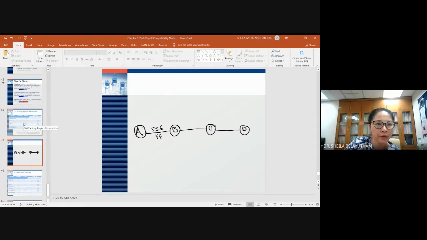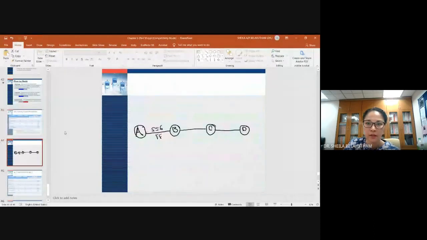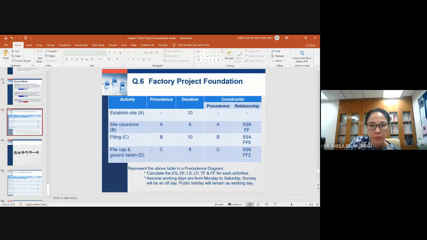Before they can move on, activity C, the precedence will be activity B, SS4 and FF6. And activity D, the precedent will be activity C, SS6, FF2.